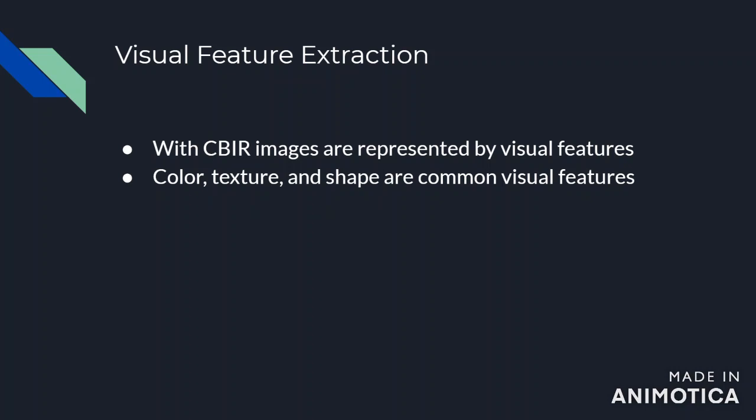With a content-based image retrieval system, images are represented by visual features. These features are things like color, texture, and shape. To successfully use the CBIR, these features are extracted and compared to each other.